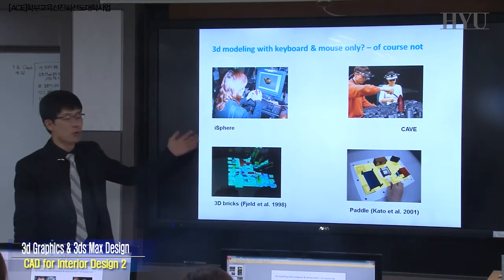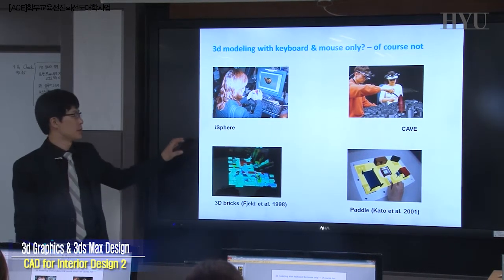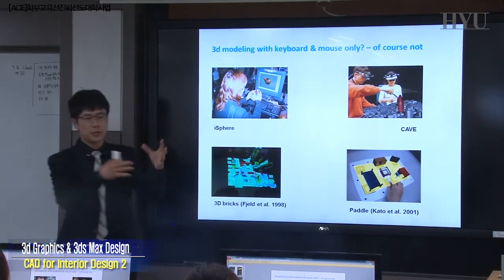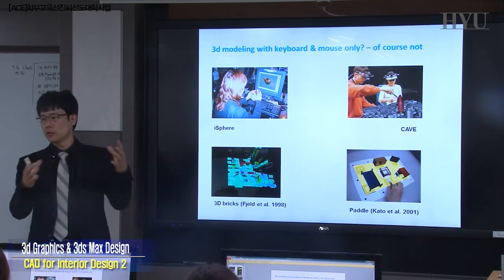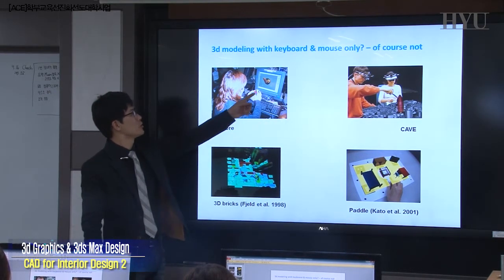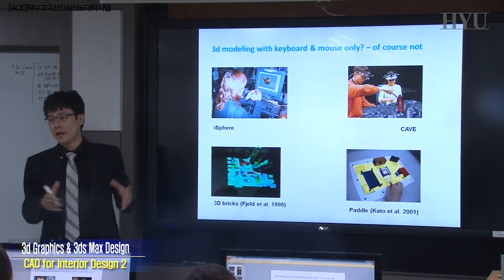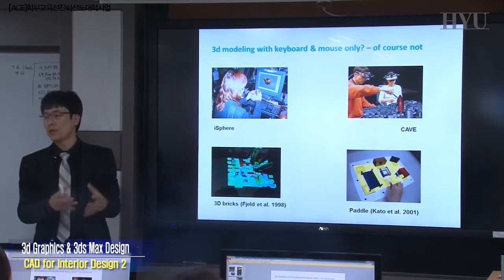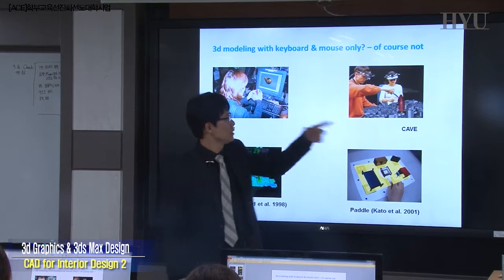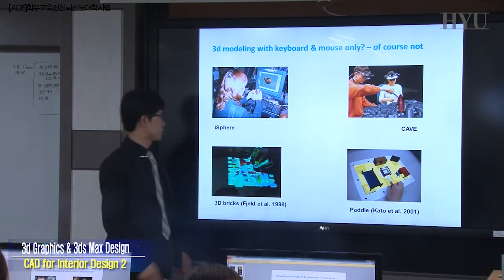But there are even more things in 3D modeling, something advanced, cutting edge. iSphere, a 3D mouse, a tangible, touchable object. You can manipulate this one so that you can make your own 3D objects. Push-pull by hand, by your hand power. CAVE, you can wear that goggle and use that magic wand tool. You can draw some 3D objects.